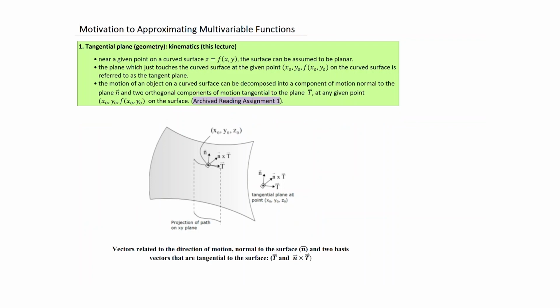All right, so let's look at different contexts in which tangential planes occur. The first is a tangential plane in a geometric sense, and this arises when we're dealing with kinematics, for instance objects rolling down a hill. This is covered in this particular lecture. You're not responsible for this because the details are in archive reading assignment 1, but this includes details that are not in the shorter version. But for those that are interested, they can always look at it.